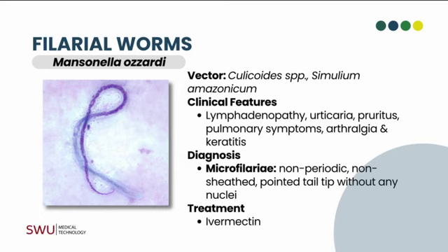So the blood specimen here, this microfilariae is non-periodic, it is unsheathed, and it has a pointed tail without any nuclei. The adult worms can be found in the peritoneal and pleural cavities of humans. As for its treatment, it is ivermectin that is indicated.